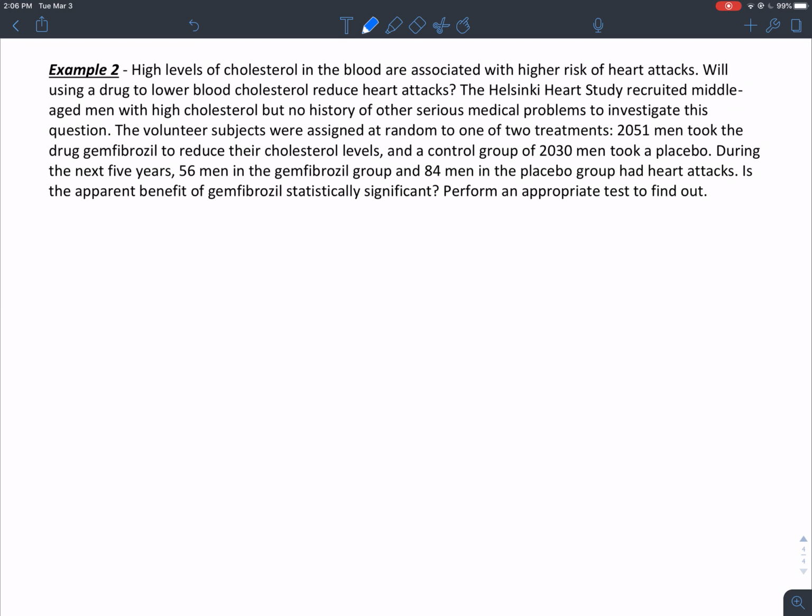Okay, so example 2 says, high levels of cholesterol in the blood are associated with higher risk of heart attacks. Will using a drug to lower blood cholesterol reduce heart attacks?